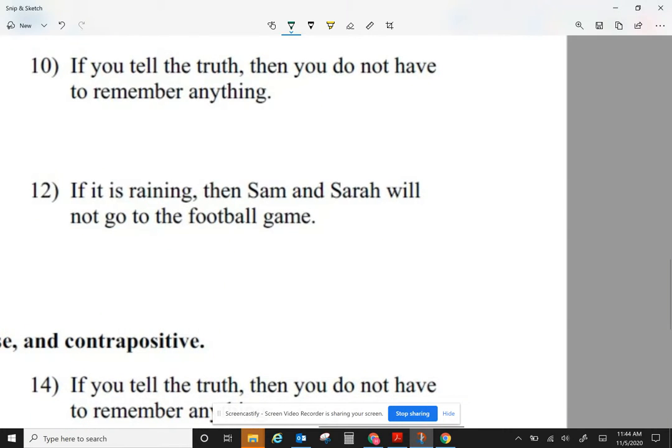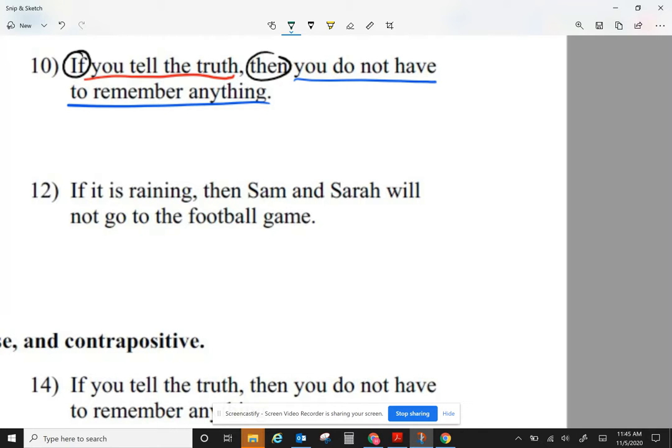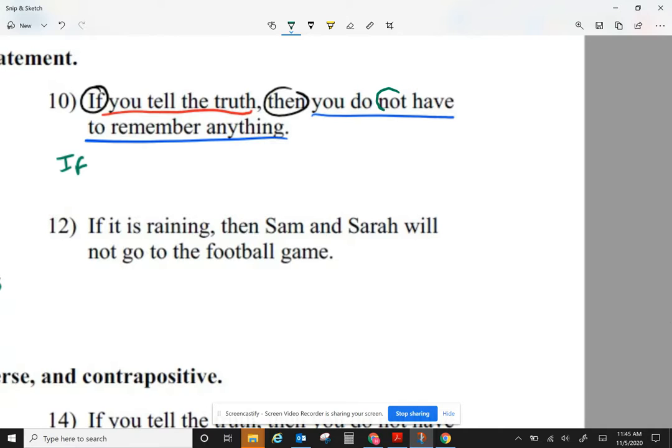All right, let's take a look at example number 10. I'm going to find my if and my then words because that helps me identify the hypothesis. That's the if part. That helps me identify the conclusion. That's the then part. For the contrapositive, my hypothesis and conclusion have to switch places, and I have to negate each of them. So then I will write if my original conclusion says you do not have to remember anything. Once again, I like the not because it's easy to negate that. So I'm just going to say you do have to remember anything, comma.